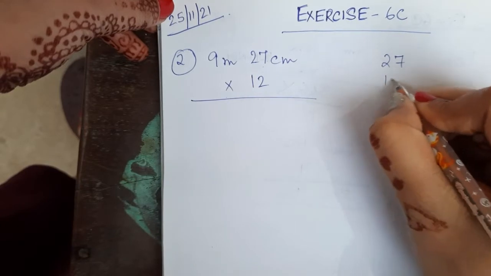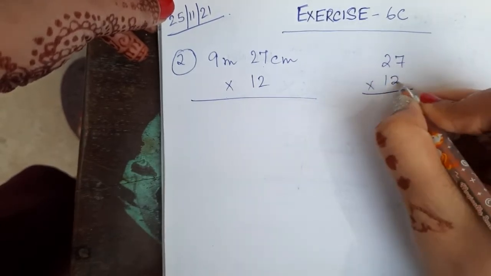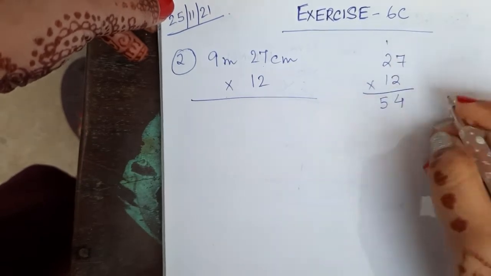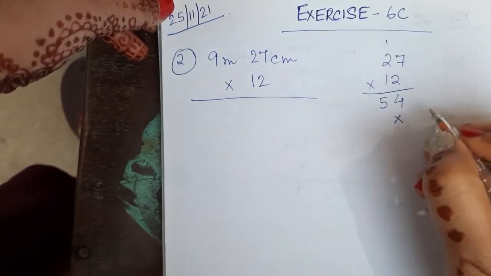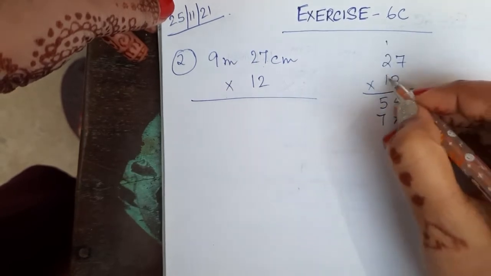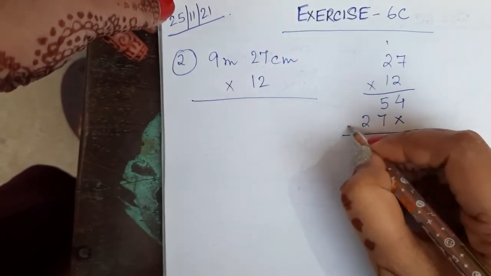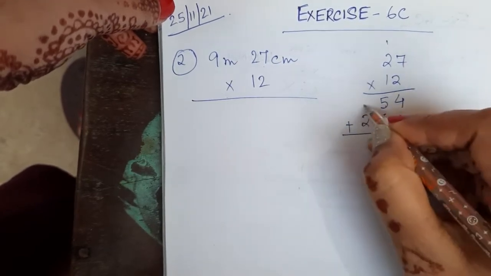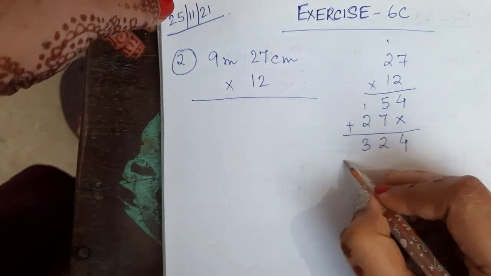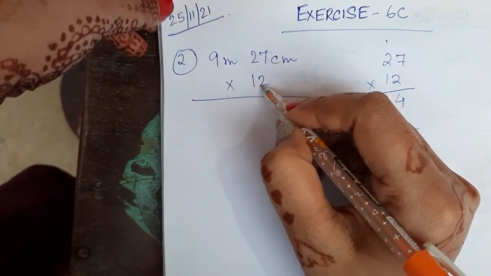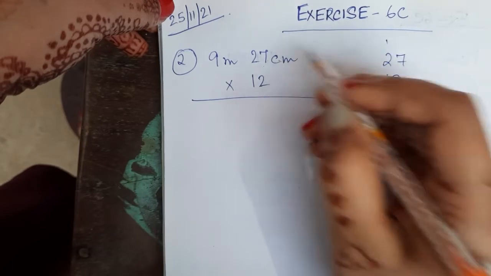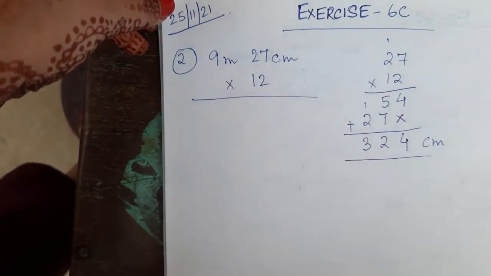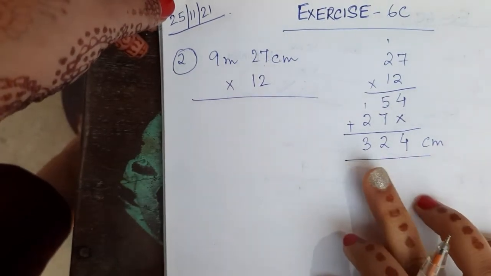27 into 12. Multiplication: 7 2s are 14. 2 2s are 4 plus 1, 5. Into 7 1s are 7, 2 1s are 2. Plus 4 will come down. 7 plus 5 is 12, plus 1 is 13. Now see here students, 12 I have multiplied with 27, which is centimeter. So 324 centimeter. Alright.